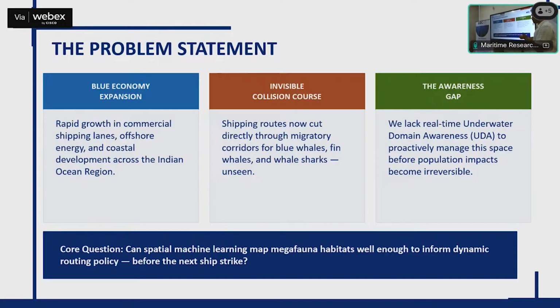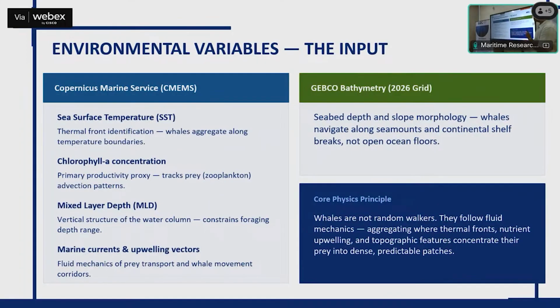Can spatial marine learning help us in this model? We use data such as sea surface temperature, chlorophyll A concentration, mixed layer depth, marine currents that are useful for nutrients, and seabed depth and slope morphology for the spatial learning models. Whales are not random walkers. They generally migrate only where there is a scarcity of food or they are looking for mating and other reasons. So we look into all those parameters that they use, and create a model that runs on that.